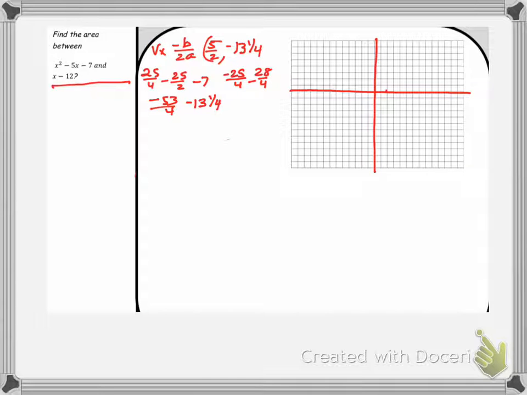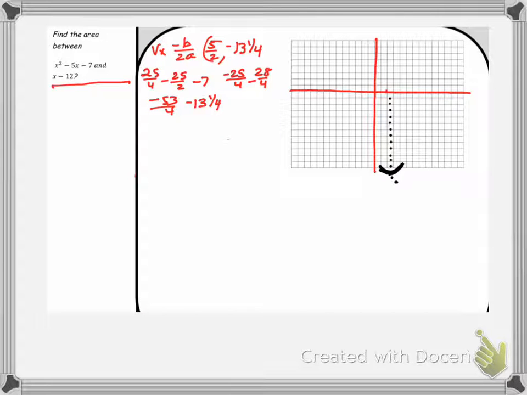So I've got a little graph down here, and let's plot that vertex. So let's see, 5 halves is 2.5. And then I'll go down 13. 1, 2, 3, 4, 5, 6, 7, 8, 9, 10, 11, 12. Of course, I don't have 13. 14. So it's a little bit right there. Let's just call it right there, okay? For now.